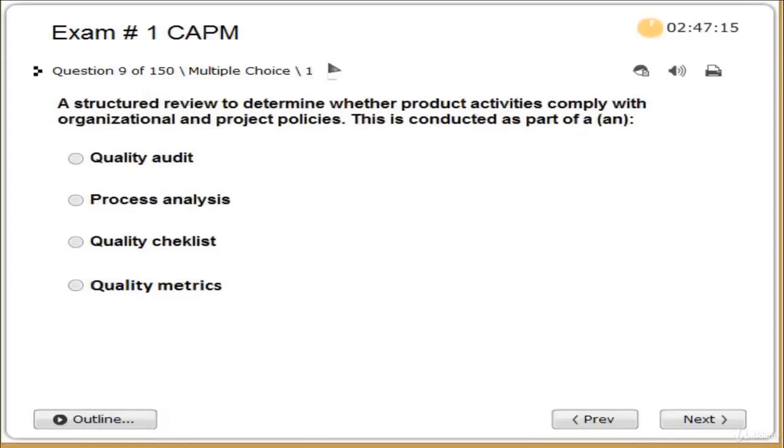A structured review to determine whether product activities comply with organizational and project policies. This is conducted as part of a quality audit, process analysis, quality checklist, or quality metrics?